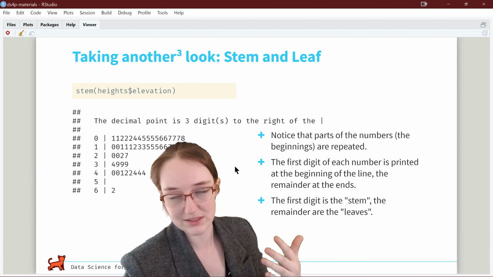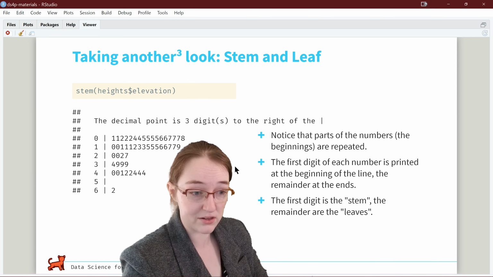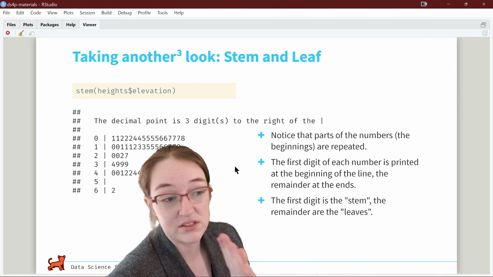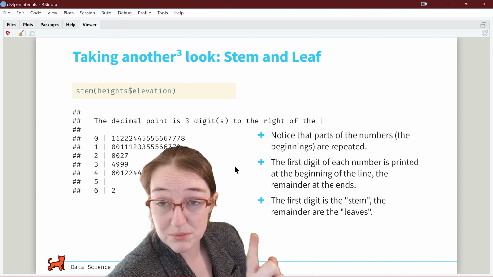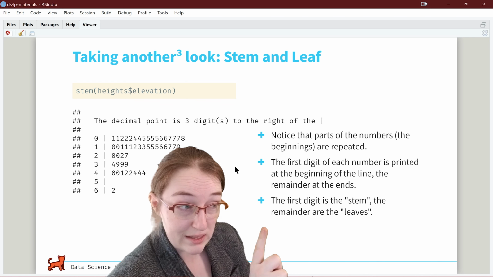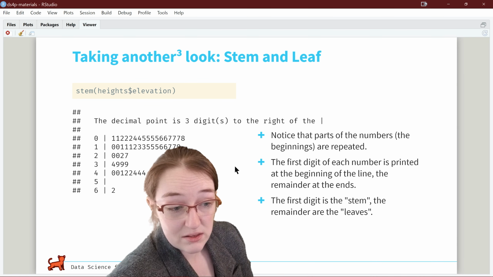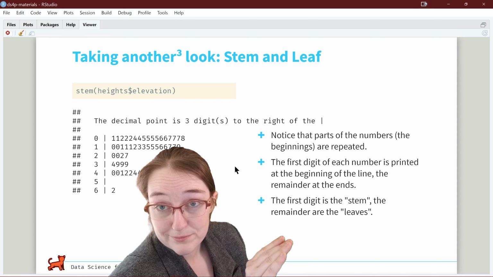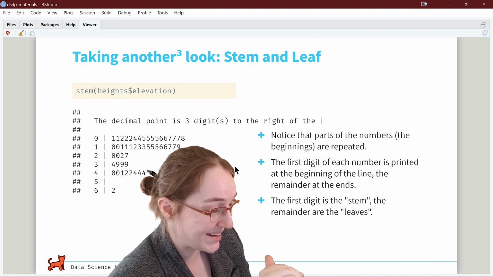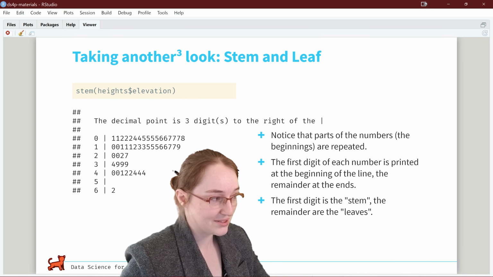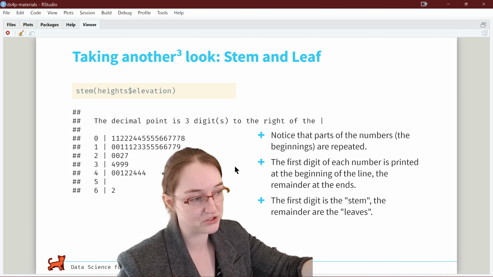So here I've got narrative that I probably should have pushed ahead on. Notice that the parts of the numbers, the beginnings, are repeated. The first digit of each number is printed at the beginning of the line, and the remainder at the end. The first digit is the stem, and the remainder are leaves. Exciting, I know. But this was a novelty back in the day as a way to capture a lot of data and get a sense of the shape of our distribution.